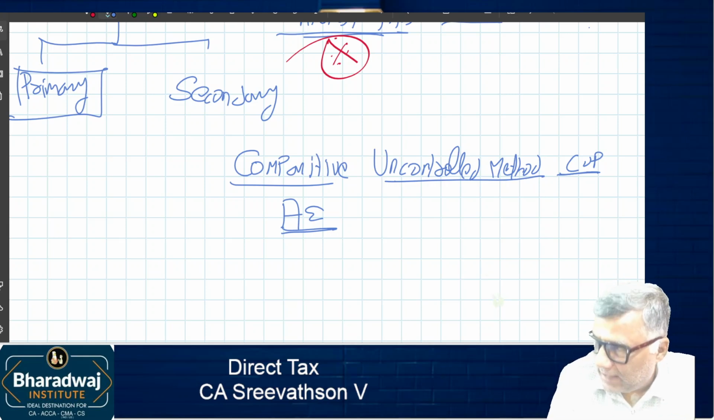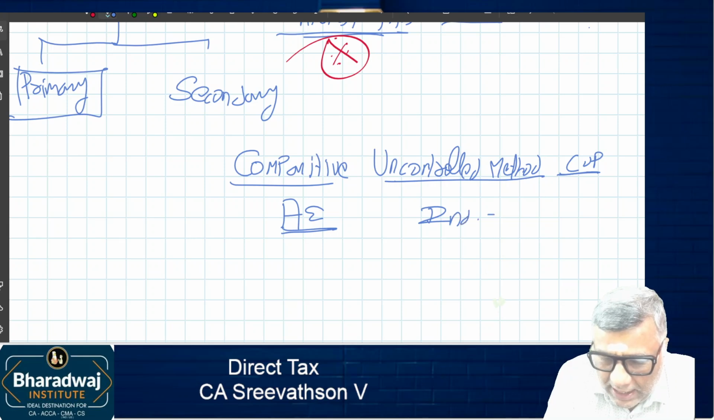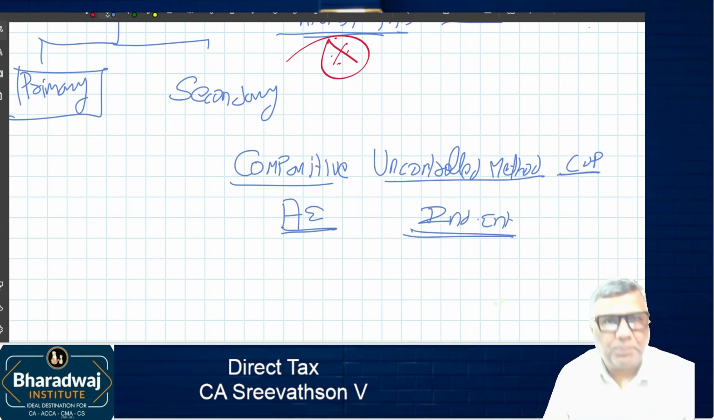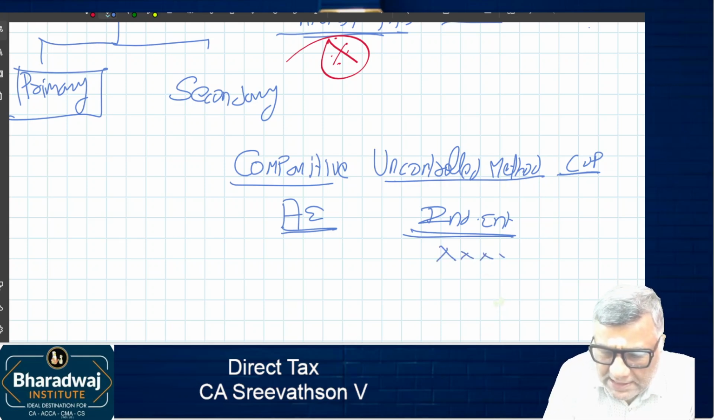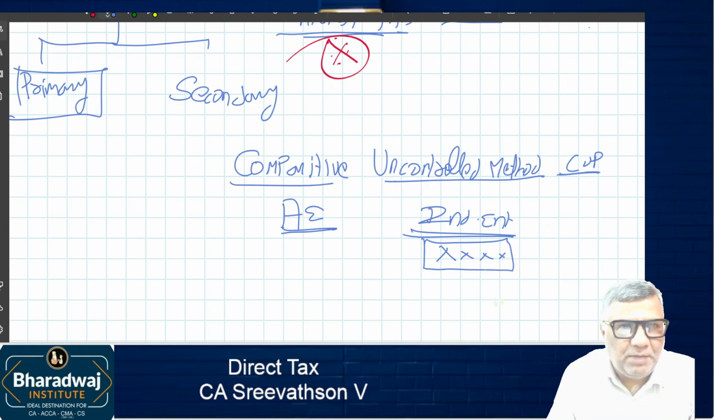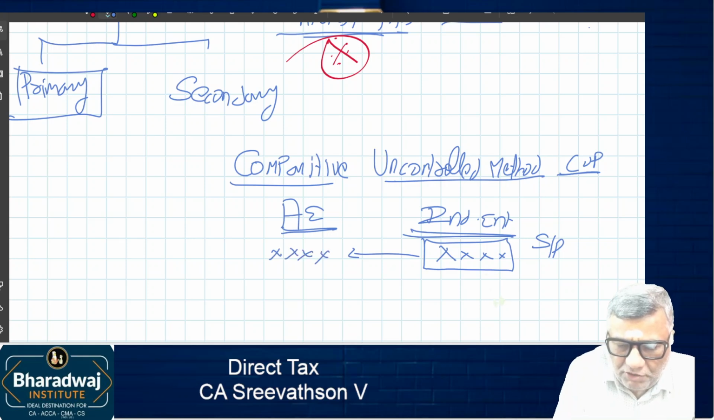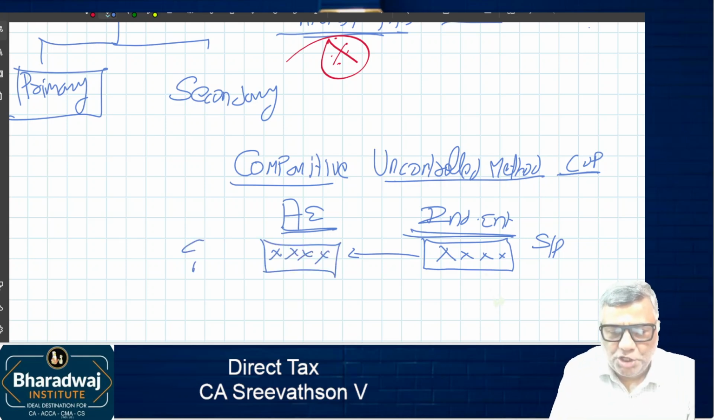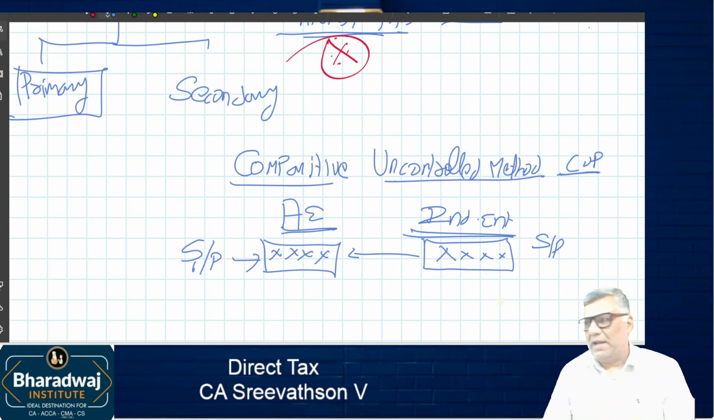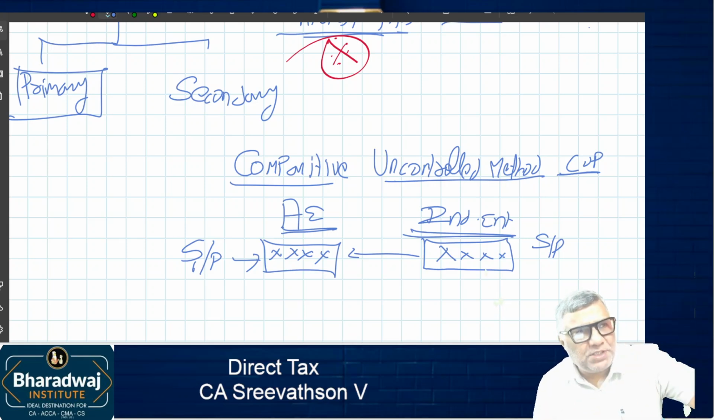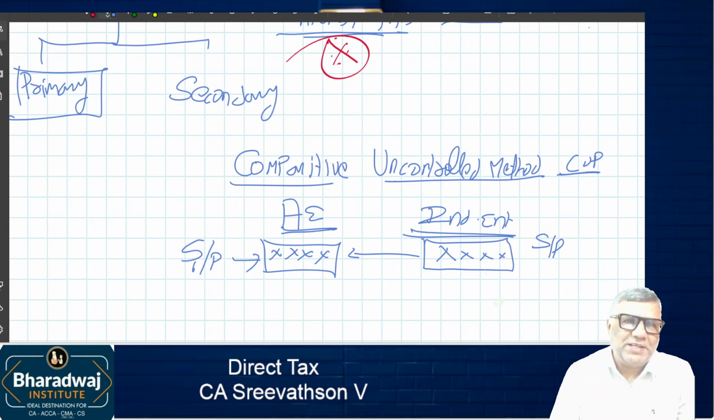Associated enterprise and then independent enterprise. Normally, whatever is the independent enterprise sale price, let us take this as the sale price, should be the same sale price with regard to the associated enterprise. The fundamental logic upon which the CUP method is built is: if I am selling to an external person, sell at the same price to my associated enterprise also.